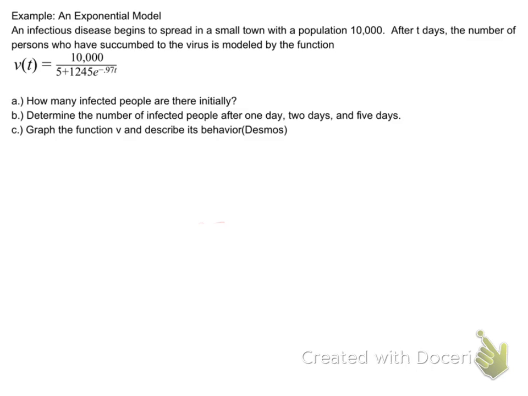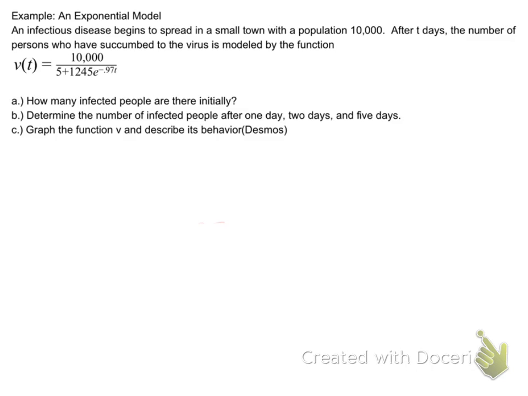This one is about an infectious disease that begins to spread in a small town population of 10,000. After t days, the number of persons who have succumbed to the virus was modeled by the function V of t equals 10,000 over 5 plus 1,245 e to the negative 0.97t. Questions: How many people were infected initially? Determine the number of infected people after 1 day, 2 days, and 5 days. Then graph the function and describe its behavior, probably using Desmos, because it doesn't look like what we've seen so far.